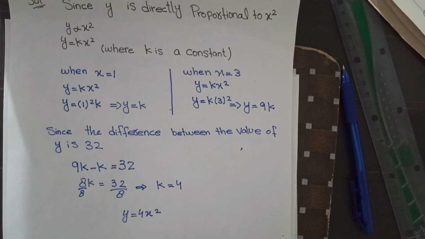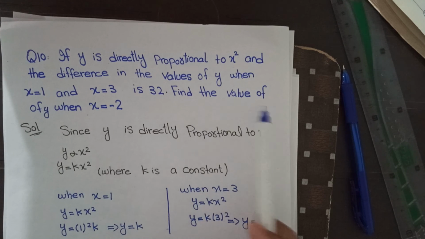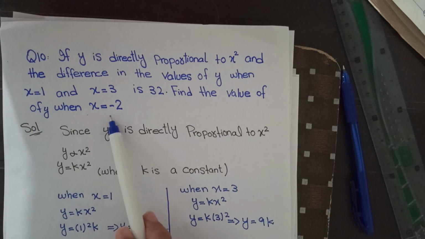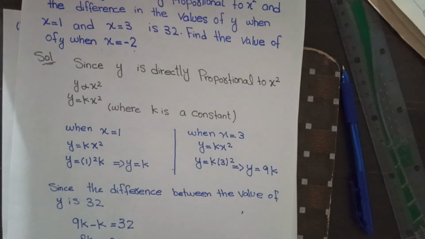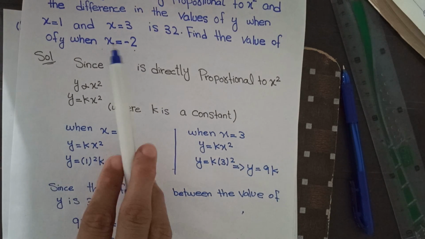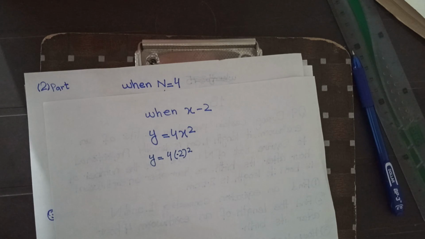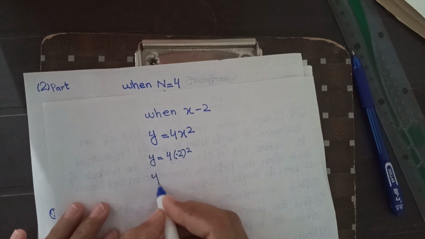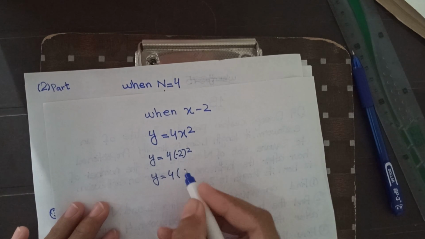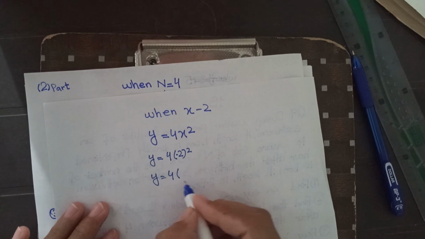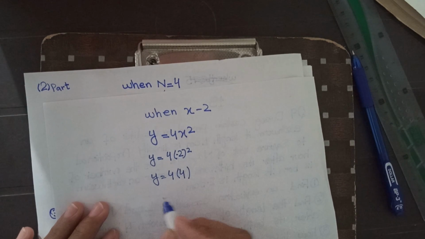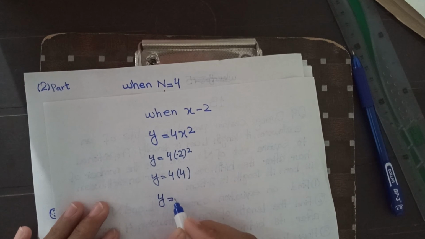Second part: find the value of y when x is equal to minus 2. Use this equation to solve that part. When x is equal to minus 2, y is equal to 4 times minus 2 whole square. Minus 2 whole square will be positive 4. So y is equal to 4 times 4, y is equal to 16.